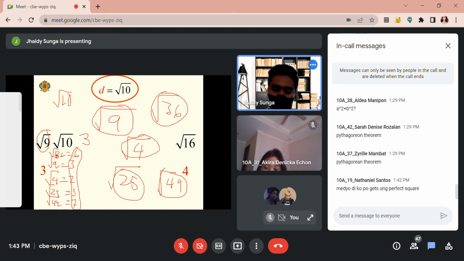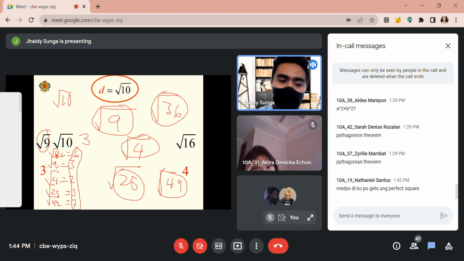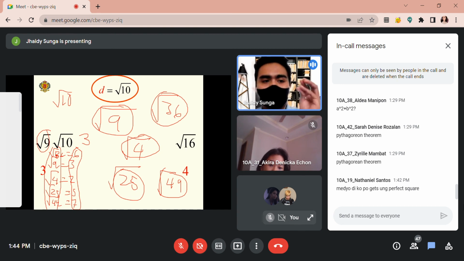So square root of 10. The value would be in decimal, it will be 3.1622776. If you will notice, it has the decimal numbers already, and it is not perfect. Why? It has decimal values. All right. So in this part, you will notice a number is a perfect square if it is just a whole number without the decimal values. Okay.